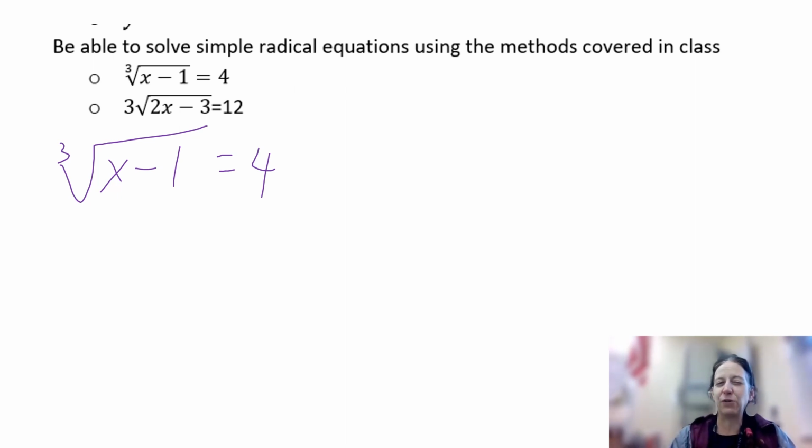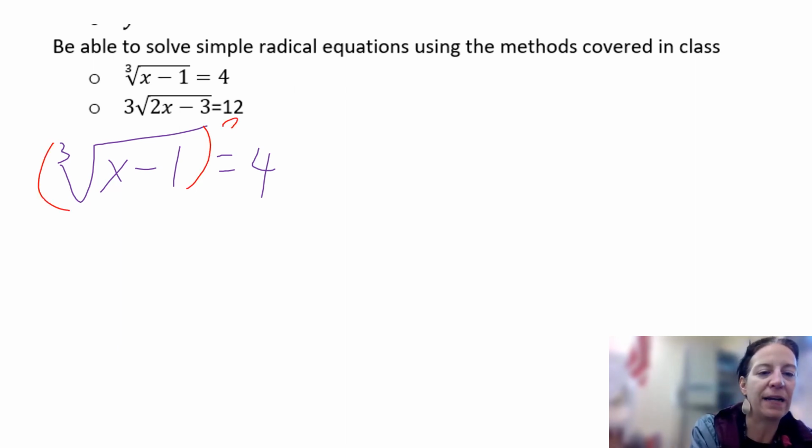Make sure that you deal with adding and subtracting first before you try to divide. This first problem is already isolated. So step number 1 is done. Step 2 was undo the radical. And this is a cube root. So I will undo it by cubing. And that will get me the radicand by itself.